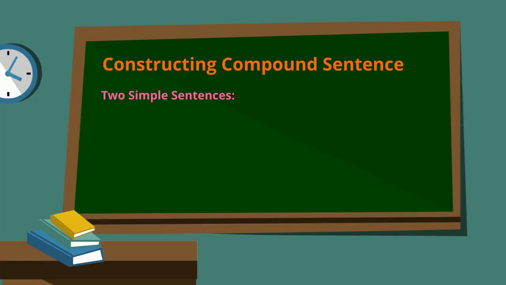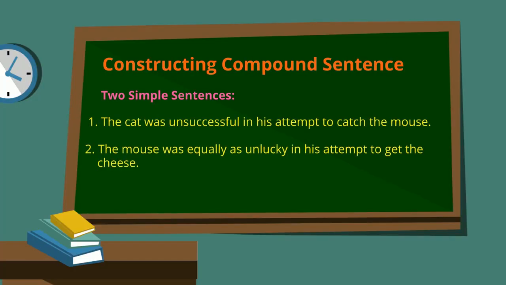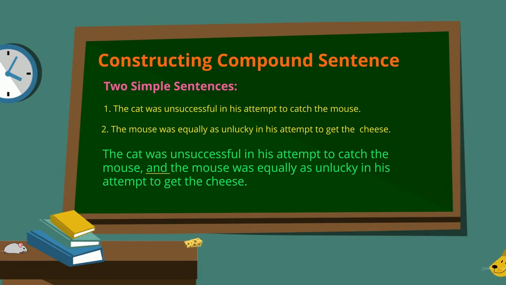For example, here are two simple sentences. The cat was unsuccessful in his attempt to catch the mouse. The mouse was equally as unlucky in his attempt to get the cheese. These two can easily be joined together by a coordinating conjunction, which will show an important relationship between the two. For example, the cat was unsuccessful in his attempt to catch the mouse, and the mouse was equally as unlucky in his attempt to get the cheese.